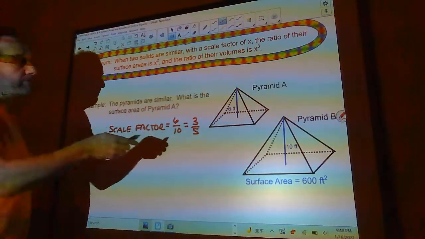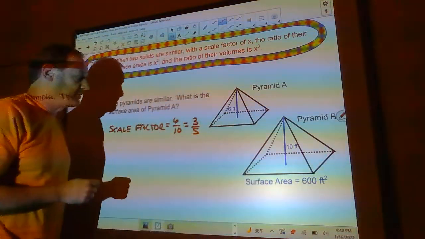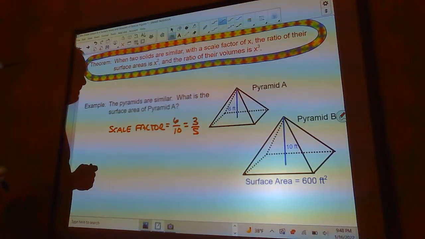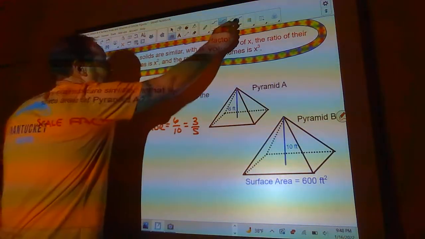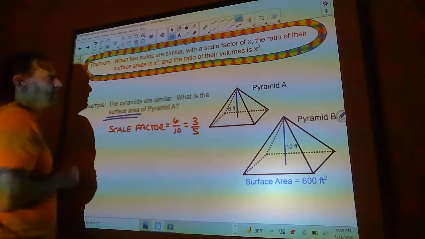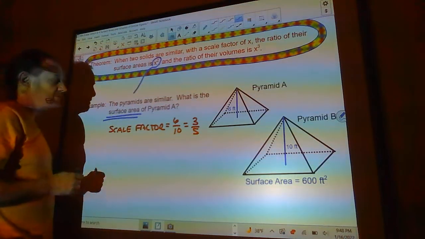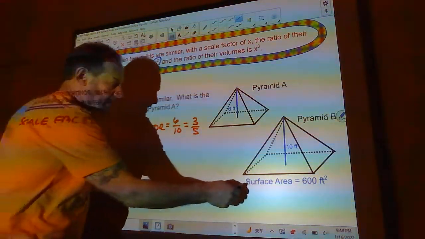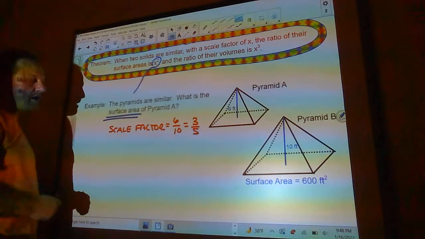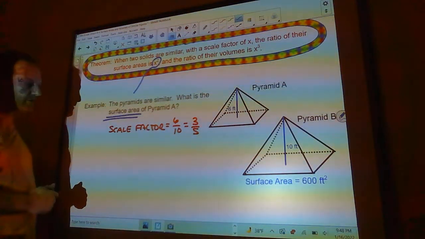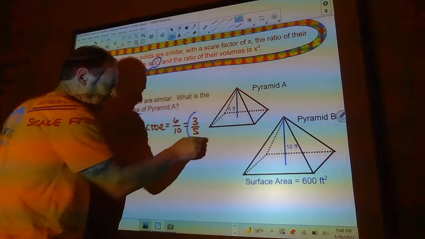Okay? So for every 3 on this pyramid, you have 5 on this pyramid. Okay, next, since I want to find surface area, I go back here. Surface area has a ratio of x squared. So here I have a surface area of 600 square feet, and here's my scale factor.